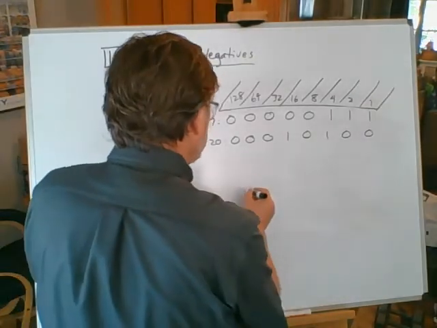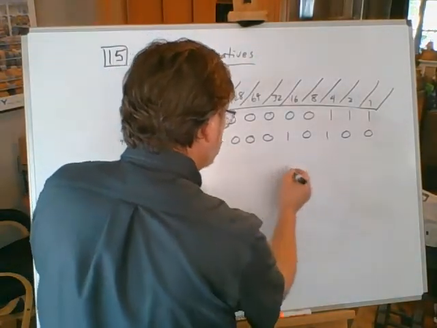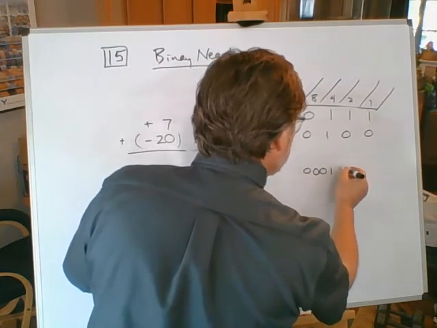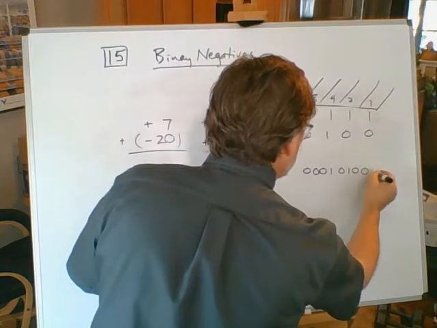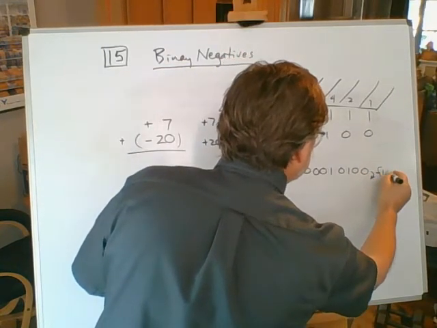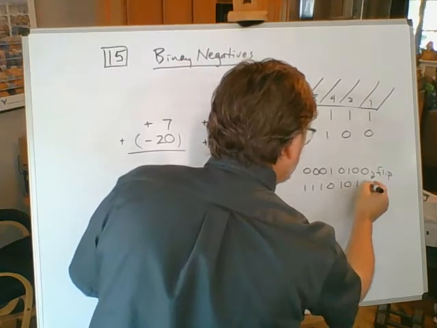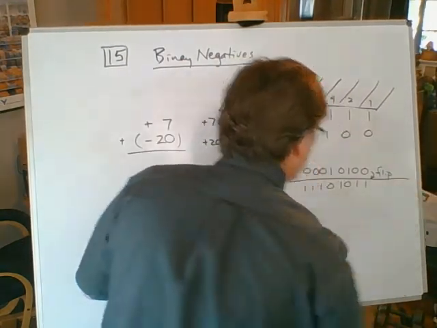That's where we use the flip the bits and add 1 to get the negative version. So I'll start by copying the positive 20 over here in my scratch work area. 0, 0, 0, 1, 0, 1, 0, 0. Flip. 1, 1, 1, 0, 1, 0, 1, 1. There. That's the flipped version.